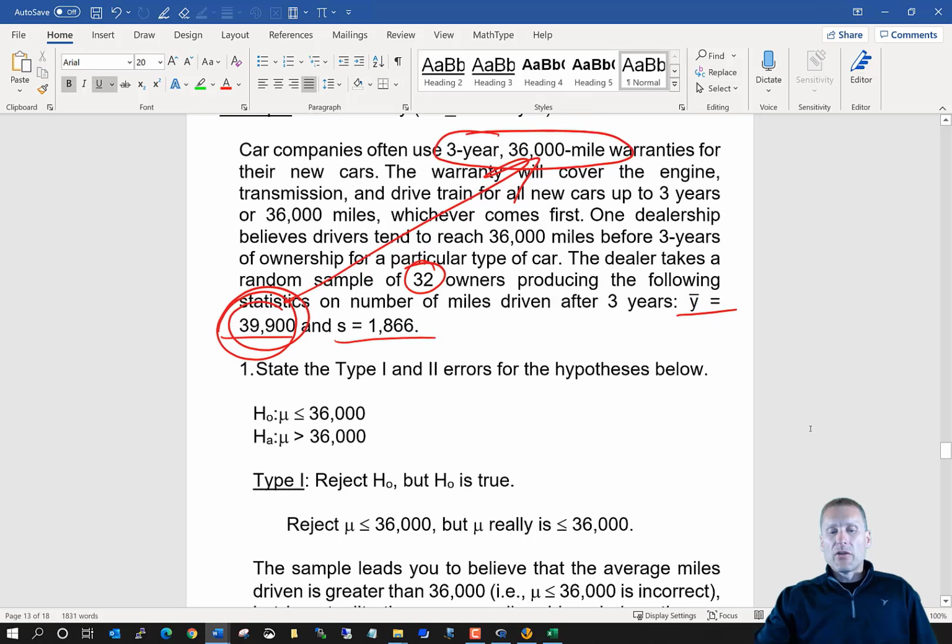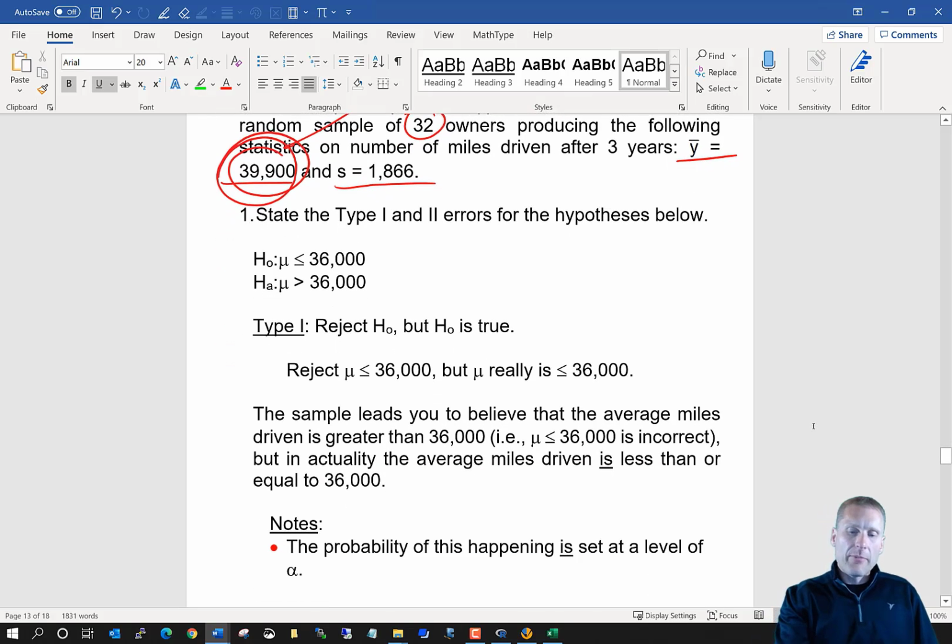Okay. So here are the hypotheses. Since we're interested in showing that the mean is actually greater than 36,000, that's why the alternative is written like this. Let's think about what the type 1 and type 2 errors would be.